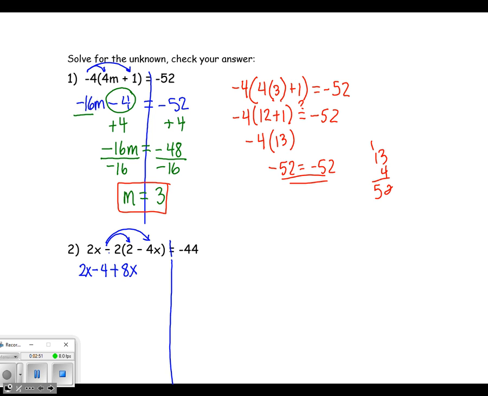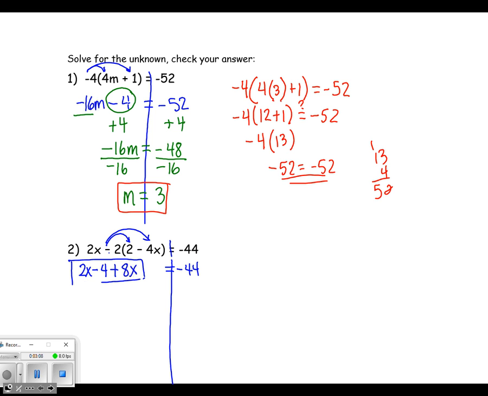By the way, this is the type of question that I see kids get wrong on the assessment every time, because you forget to distribute that negative, and then maybe you need to use the calculator to do some of that multiplication. And that all equals -44.